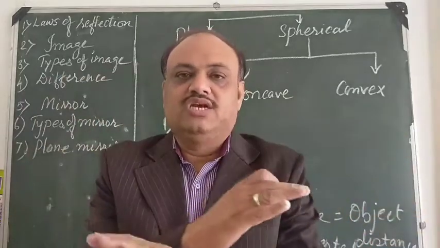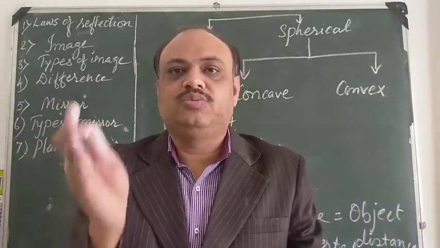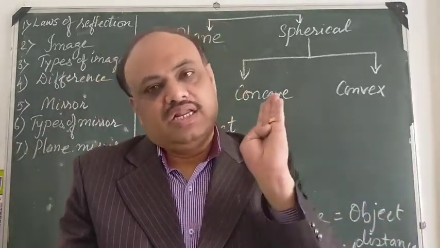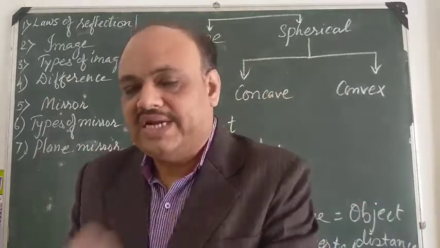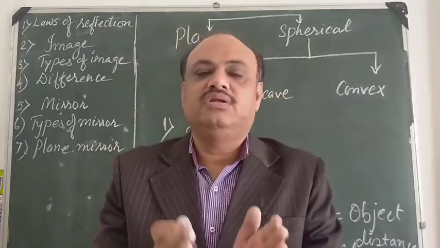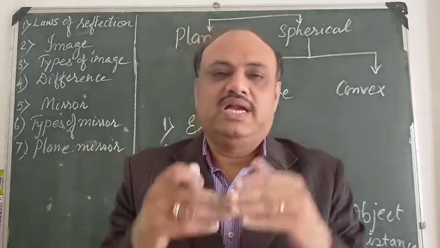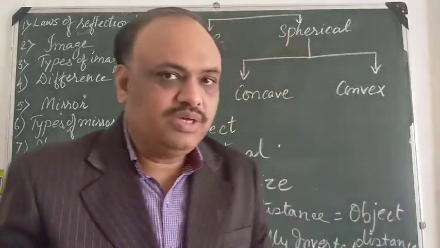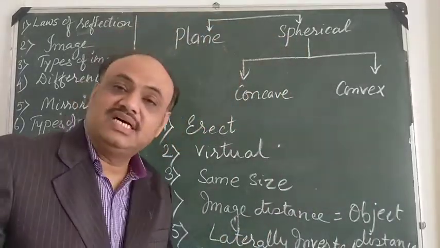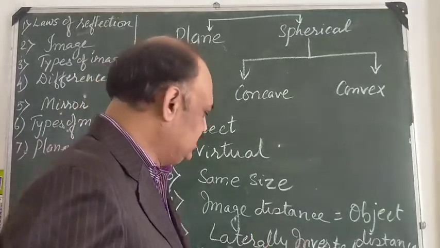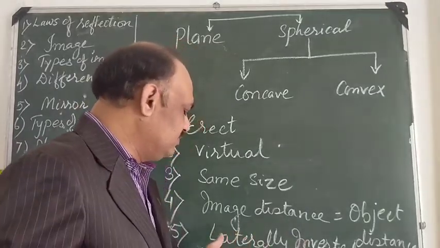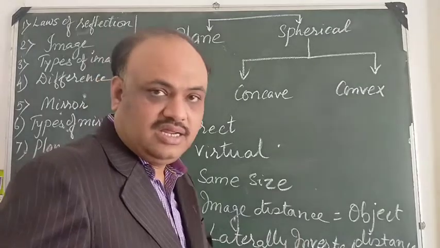So right side of the object appears to be the left side of the image, and left side of the object appears to be the right side of the image. This phenomenon is known as lateral inversion, and in case of mirror, when an image is formed, that is always a laterally inverted image, and hence we say that the image is laterally inverted.